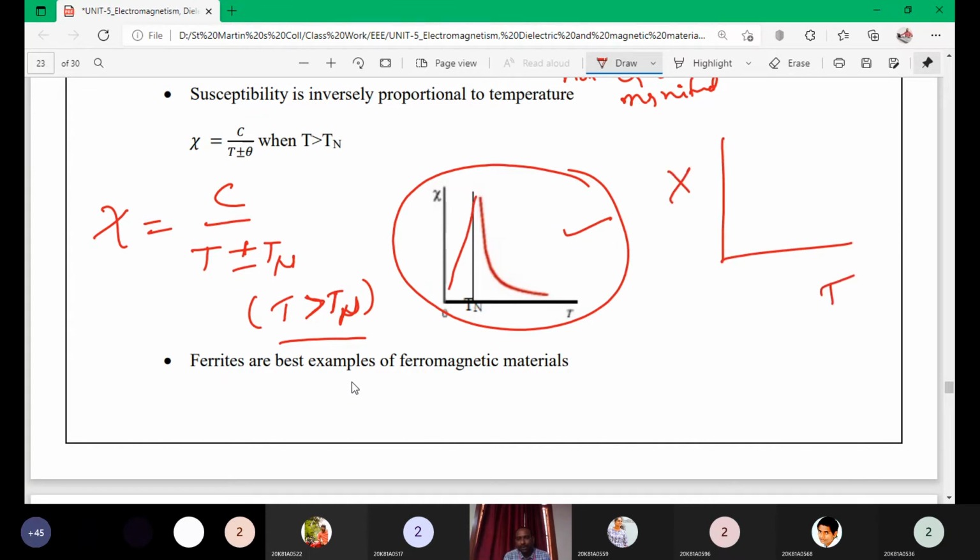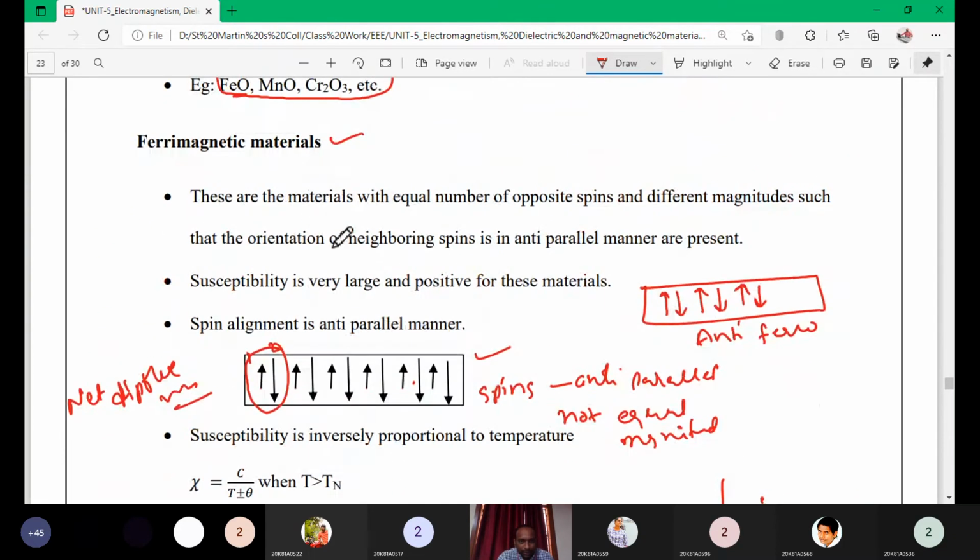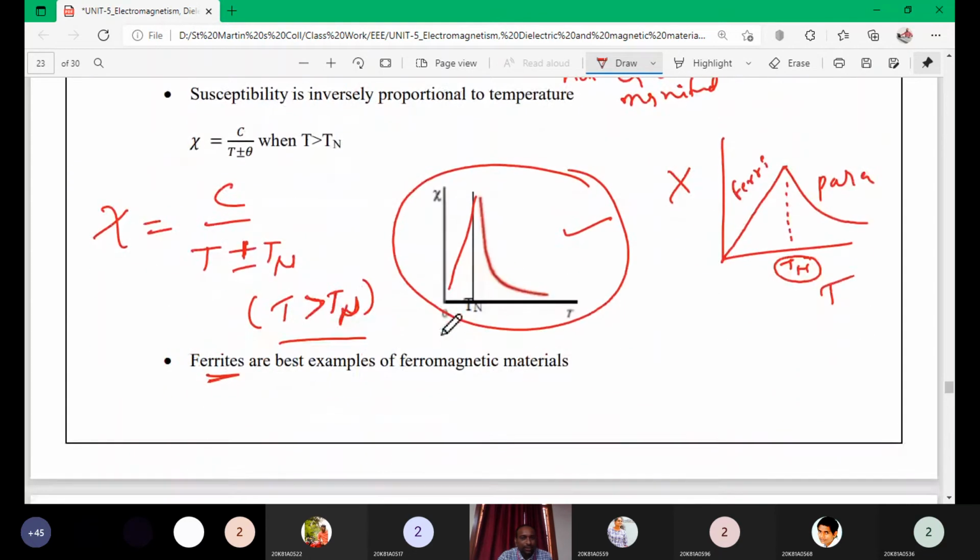susceptibility versus temperature. Up to a particular temperature, the susceptibility in ferrimagnetism is increasing. After this particular temperature, it is decreasing. Or you can say up to a particular temperature the susceptibility is increasing, but beyond this particular temperature the ferrimagnetic material becomes a paramagnetic material. This transition temperature we call the Néel temperature. Here you can write plus or minus and T greater than Tn. Some examples are ferrites.